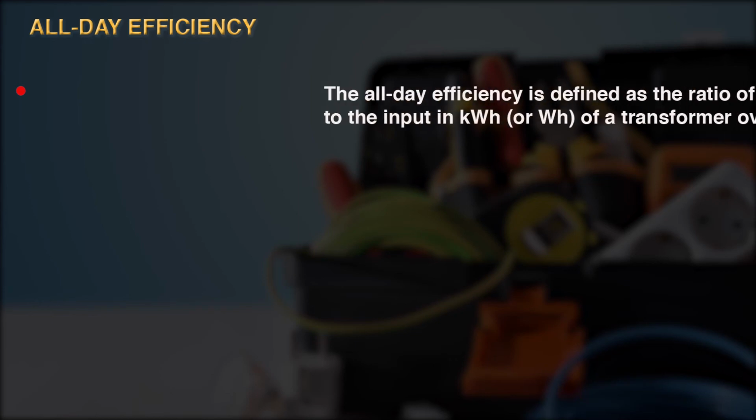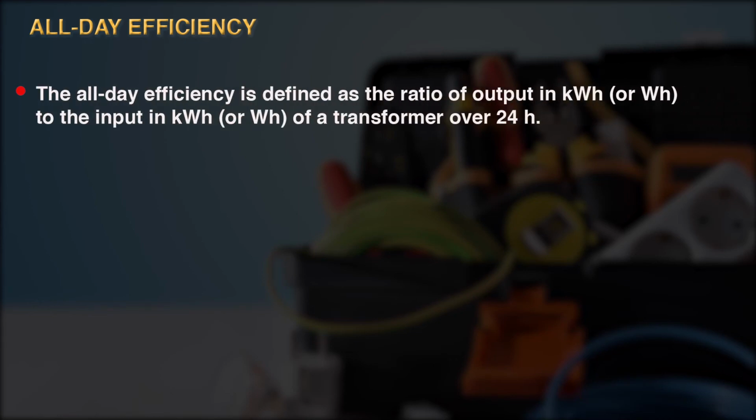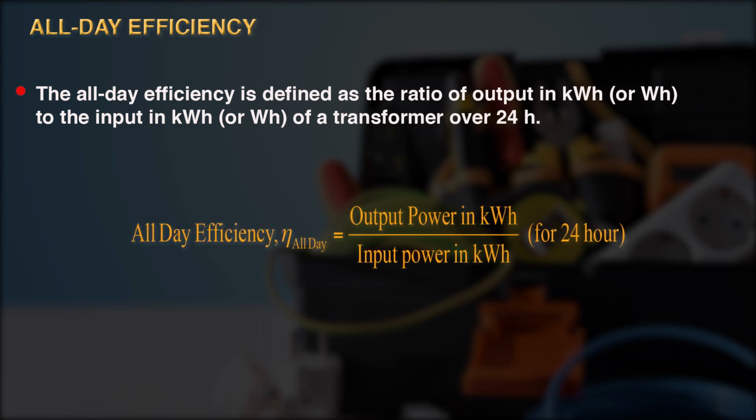but it can be judged by the all-day efficiency, also known as operational efficiency or energy efficiency, which is computed on the basis of energy consumed during a period of 24 hours. So, the all-day efficiency is defined as the ratio of output in kilowatt hour to the input in kilowatt hour of the transformer over 24 hours. So all-day efficiency can be written as ratio of output in kilowatt hour upon input in kilowatt hour for the 24 hours.